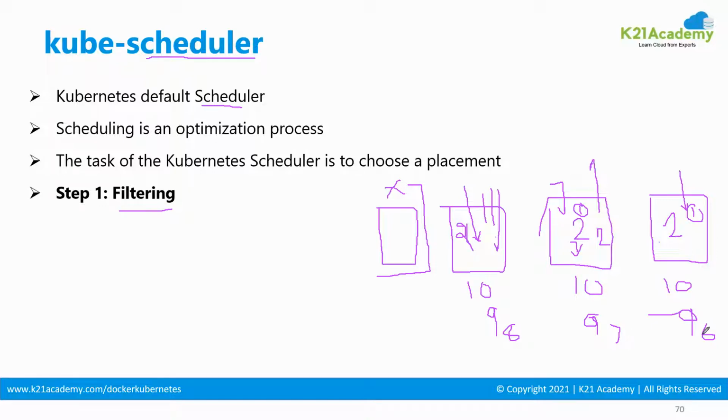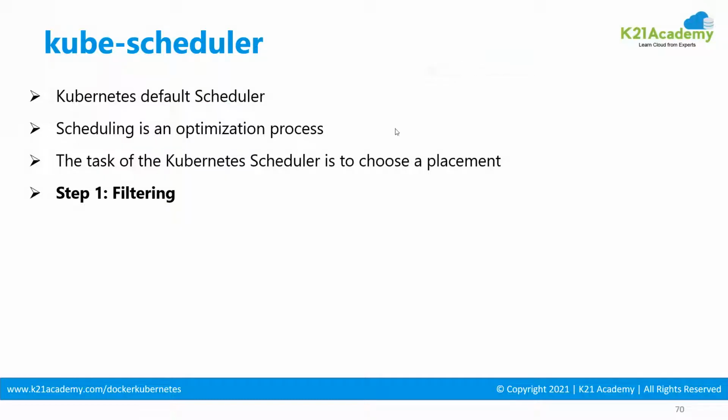The more points there are, the scheduler will try to put the particular pod or workload on that particular worker node on which these points are more. That is called a scaling or weighing mechanism. So that is the second point.